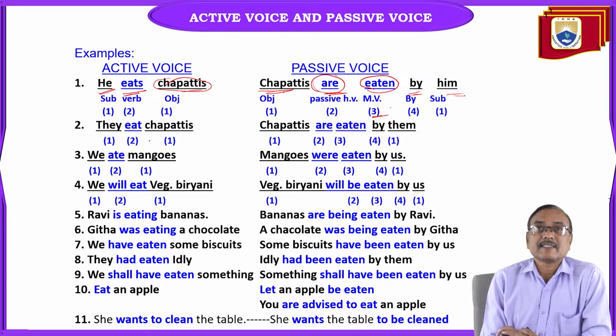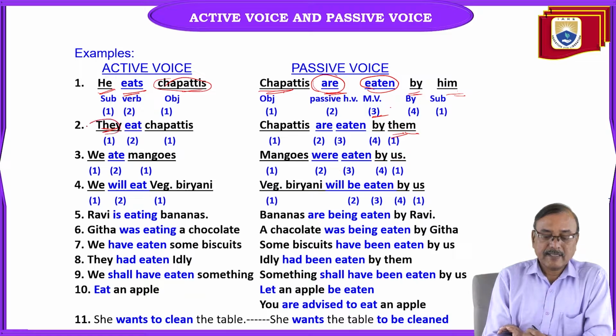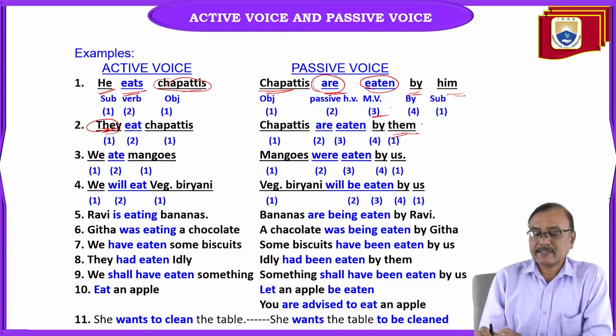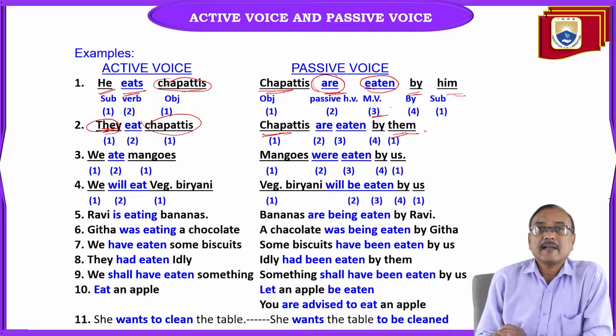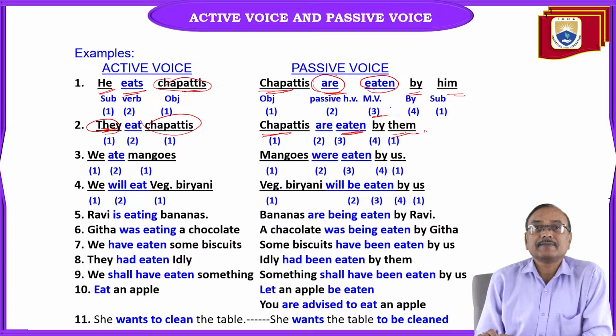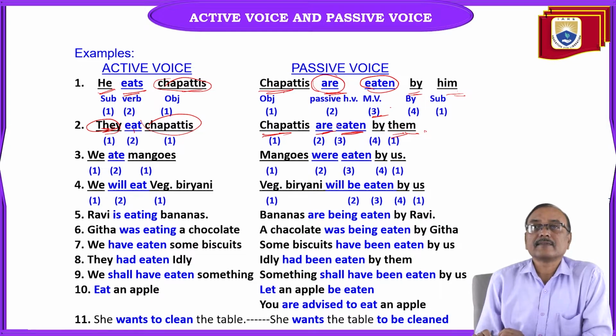They eat chapatis. Here also, chapatis are eaten by them. Here they becomes them. This they comes to this side, them. And chapatis, this object, comes in the beginning. This main verb is always in V3 form. And here it is present tense, so we are using are. Chapatis are eaten by them.